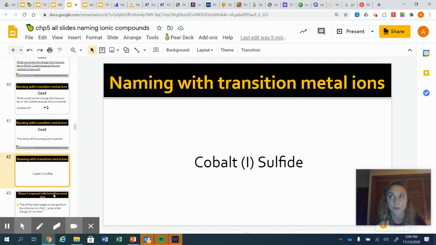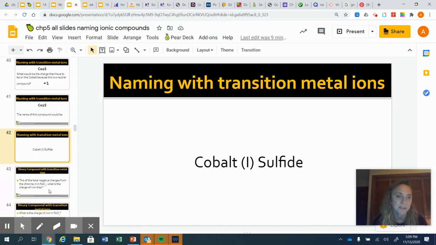And don't worry, in a compound with a transition metal, all of the atoms that are the transition metals are going to have the same charge. So you don't have to worry. They're going to be all cobalt 1 in the cobalt 1 sulfide. Okay.